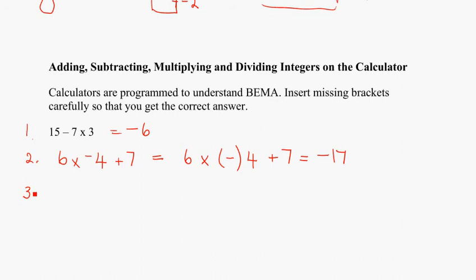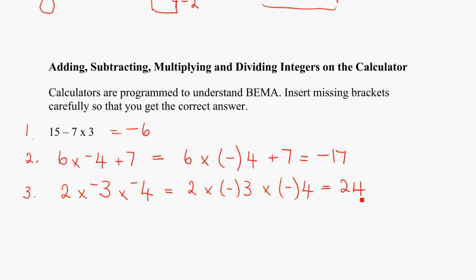Let's try another one. 2 times negative 3 times negative 4. Okay, just key it in as 2 times, use that minus sign, times, use the minus sign again, and have a go at that. And you should get 24. Let's do one more.